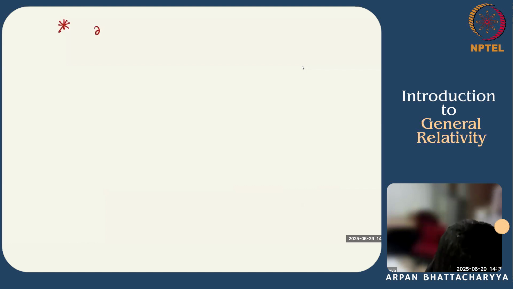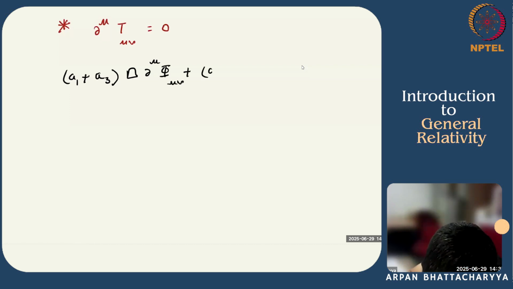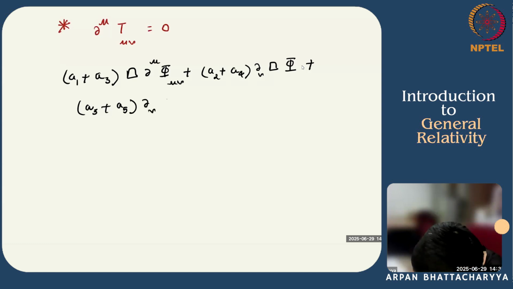Del mu del nu T mu nu is equal to 0. And this gives the following: 1 plus A3 box of mu, plus A2 plus A4 del mu box phi, plus A3 plus A5 del mu, is equal to 0.